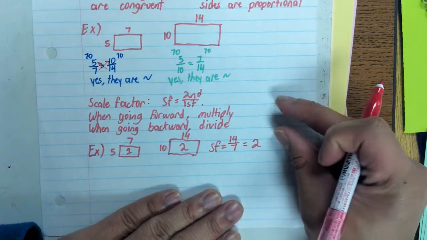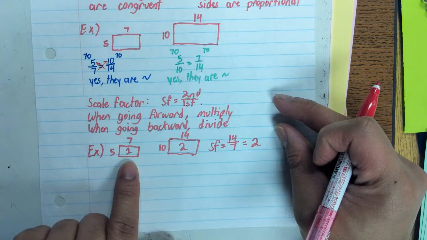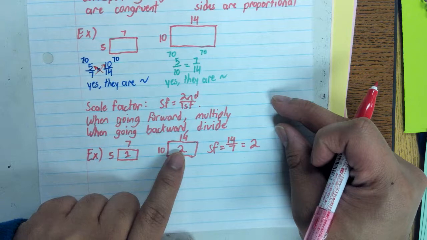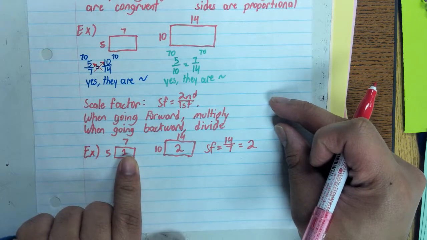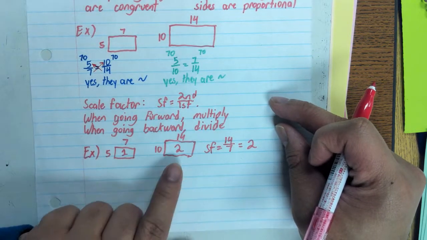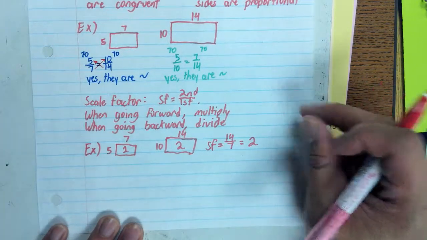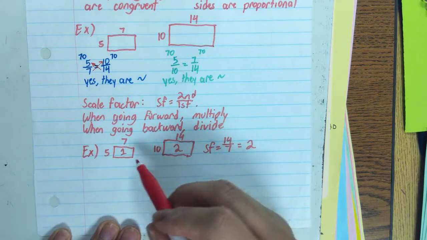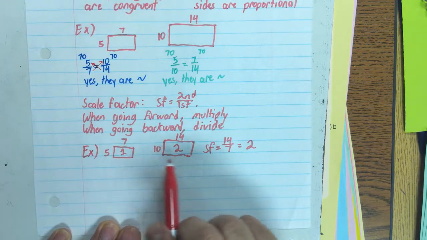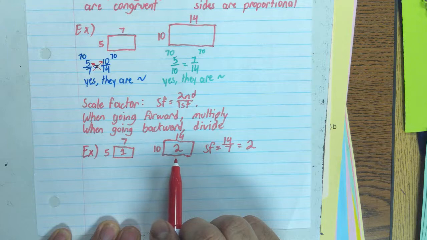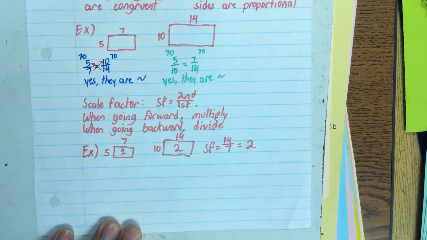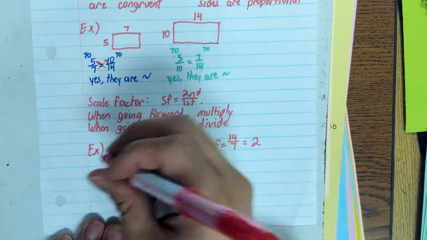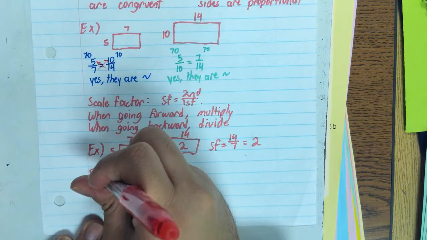In context, what this means is going from the first rectangle to the second rectangle, this is 2 times bigger than this. Or, going from here to here, we're going backwards. It's smaller by a scale factor of 2. Or it's 1/2 the size. Scale factor is something we use when we're missing a side.